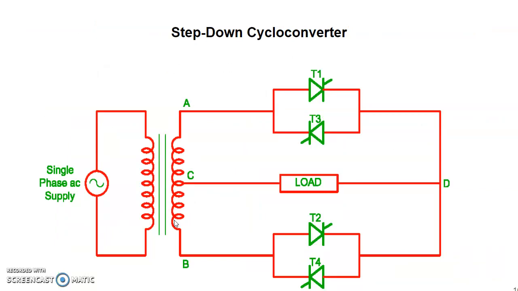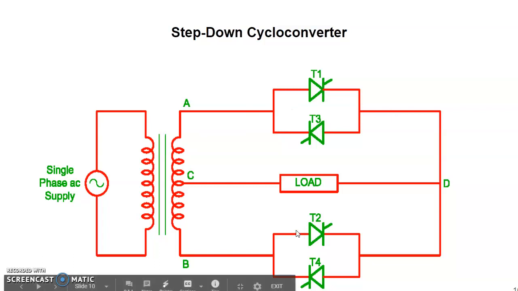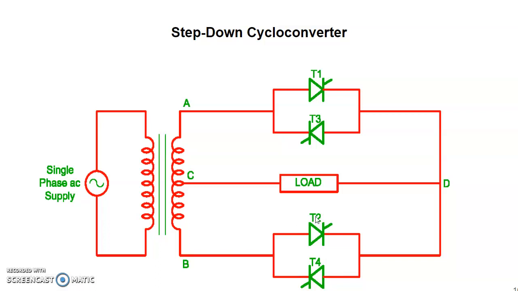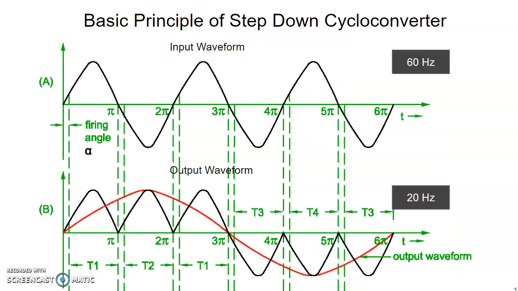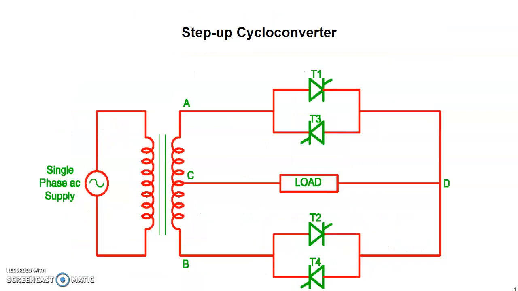This is the step-down cycloconverter diagram, and here we have two back-to-back connected thyristors for the positive half cycle, and again two back-to-back connected thyristors for the negative half cycle. So as we discussed earlier, this is the basic principle of operation of a step-down cycloconverter.